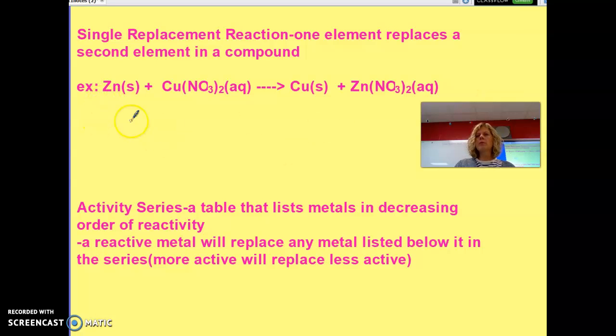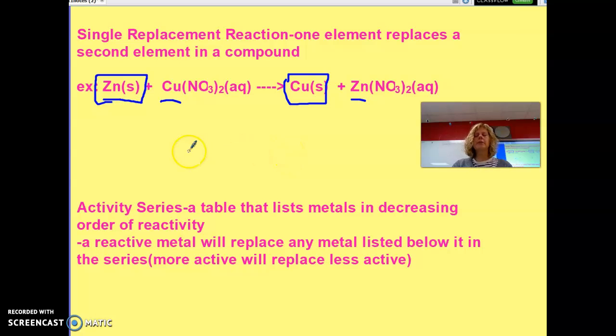So just remember, in a single replacement reaction, something is singly by itself on this side, and then a different something is singly by itself on this side. And so you can see the compound has changed. The nitrate that was with the copper is now with the zinc. So here's a couple of things that we have to understand about single replacement reactions.